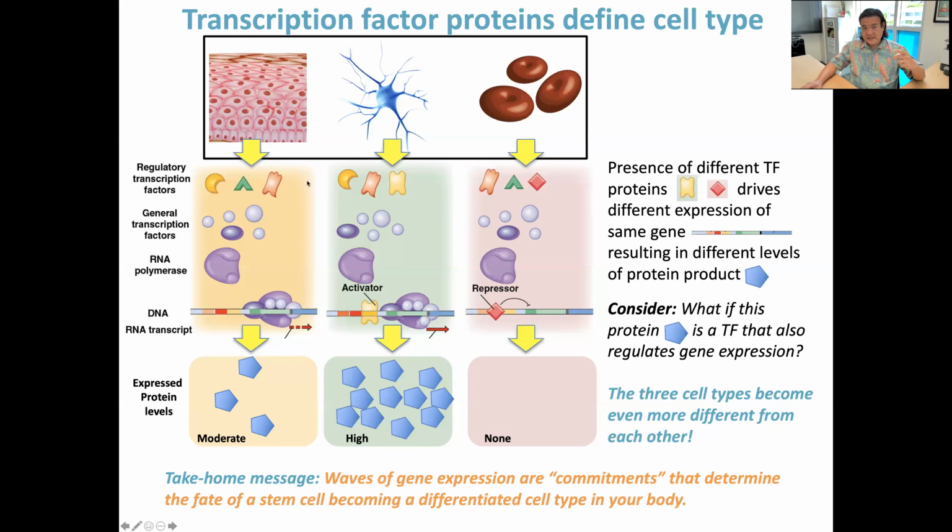But we said that other transcription factor proteins, or I should just say any proteins coming from another subset of genes, might be quite different. So we said that the nerve cell might express this yellow tooth-looking one. The developing red cell might express this red diamond one.